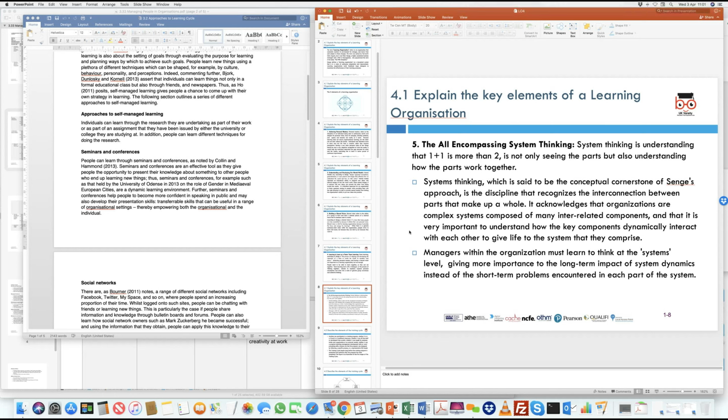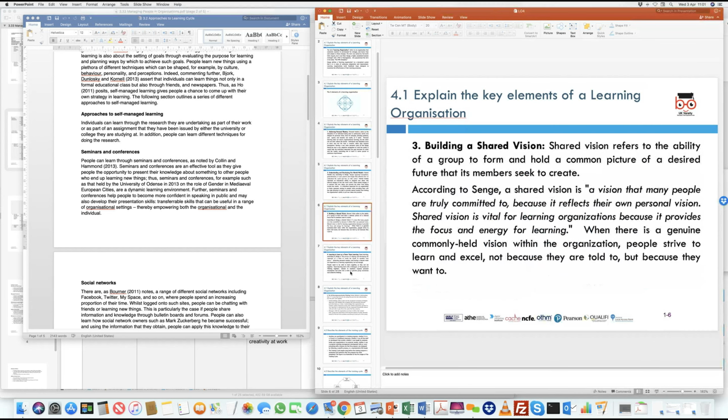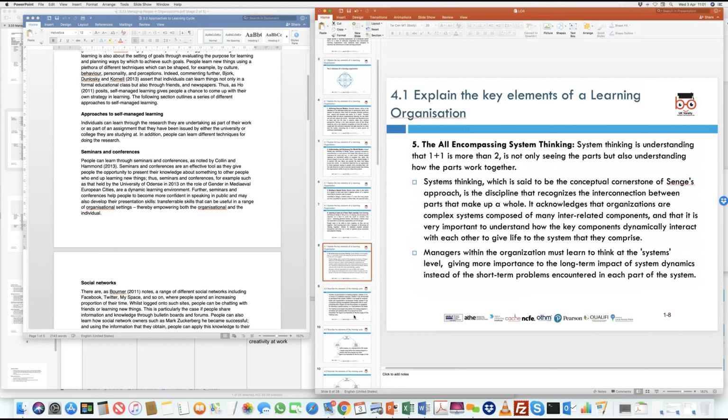Is that okay? Yeah. So when we look at the various elements of the learning organization, what we want to be able to understand is how organizations learn, and that is the concept of system thinking, the learning organization, which was introduced by Senge, and he described these 5 different components in terms of how organizations actually learn.